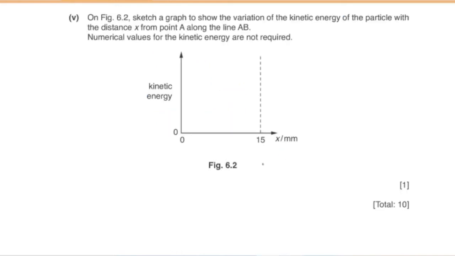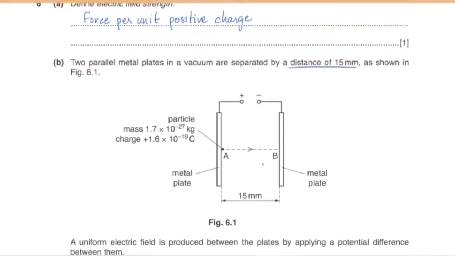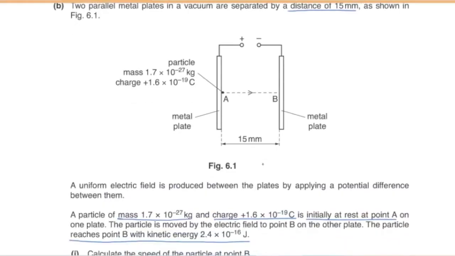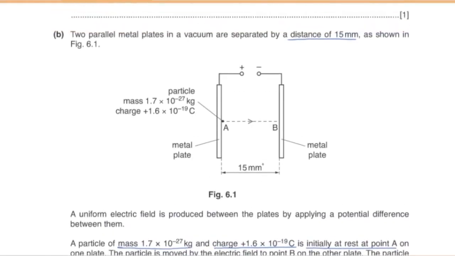Part 5, on figure 6.2, sketch a graph to show the variation of the kinetic energy of the particle with the distance x from point A along the line AB. Numerical values for the kinetic energy are not required. So let's go back to figure 6.1 and see what happens with kinetic energy as the particle moves along the path AB. With increase in distance from point A, the speed of the particle will increase obviously, and so does kinetic energy.